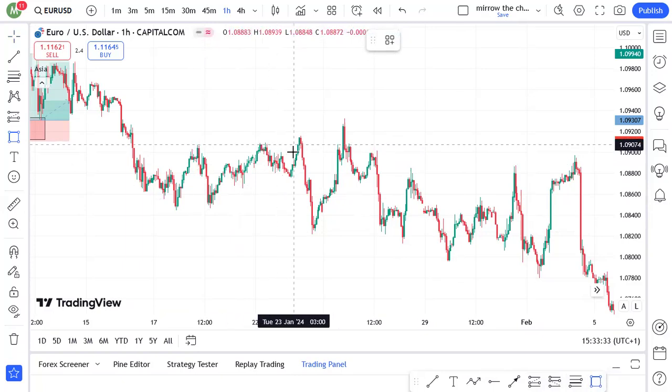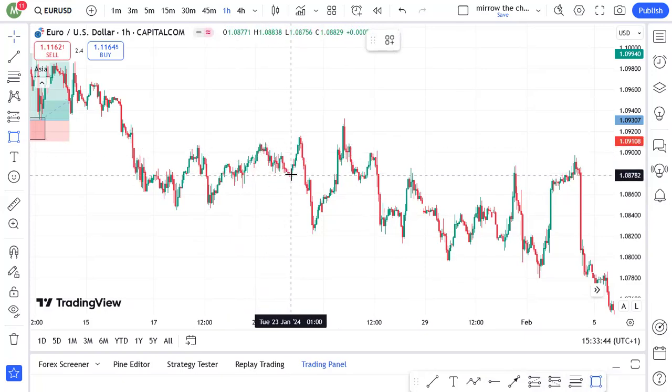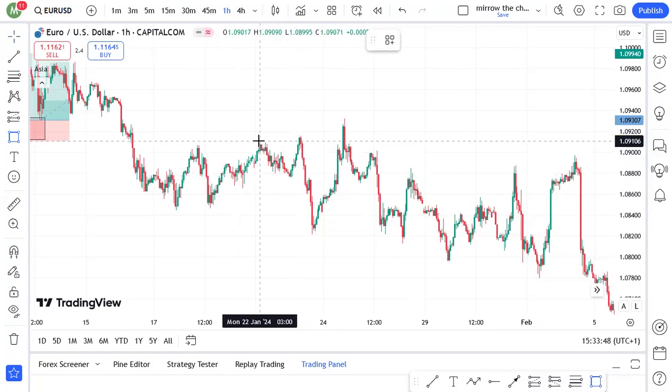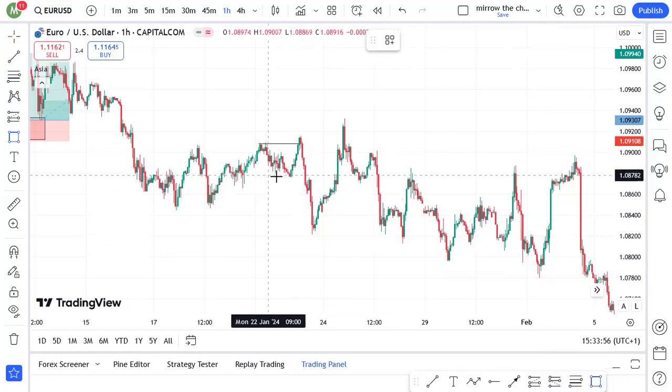Look at it. Monday opened here and did what? And traded down. That week, Monday range. Monday traded down. Then Tuesday opened here and did what? Same thing that happened the other week. It grabbed liquidity from the previous Monday high and went down. It broke structure to the downside.